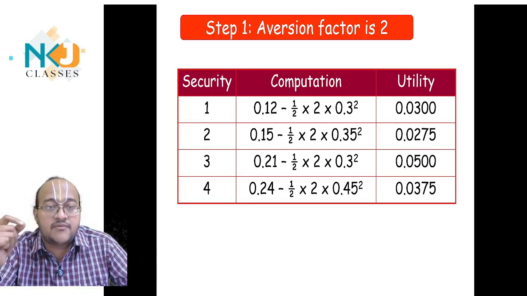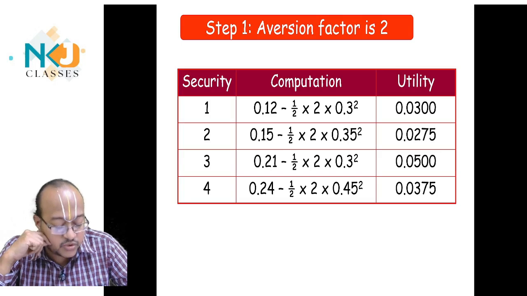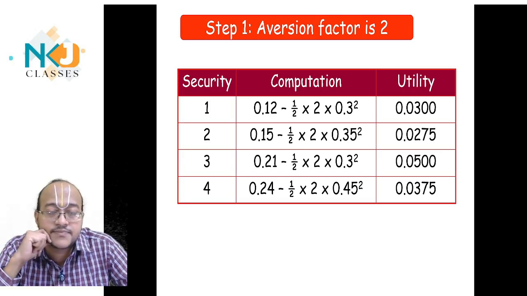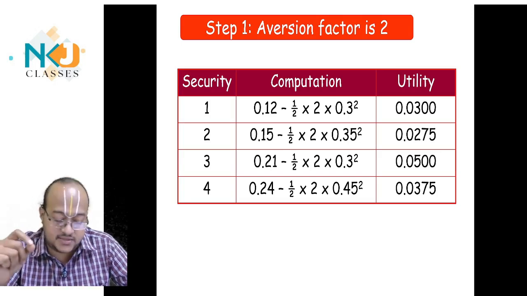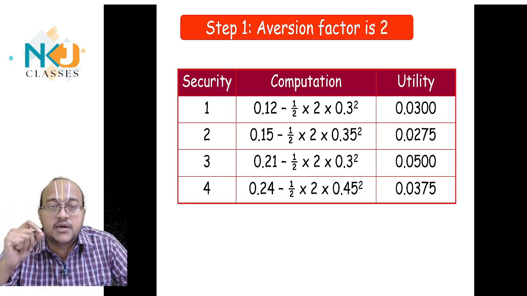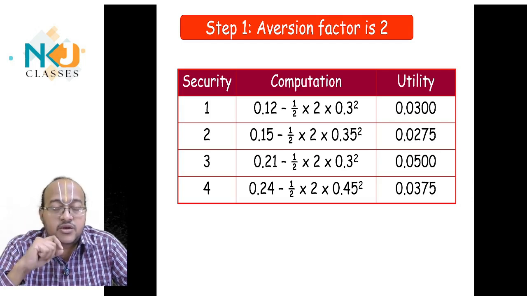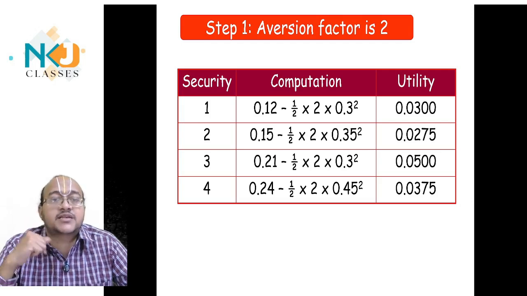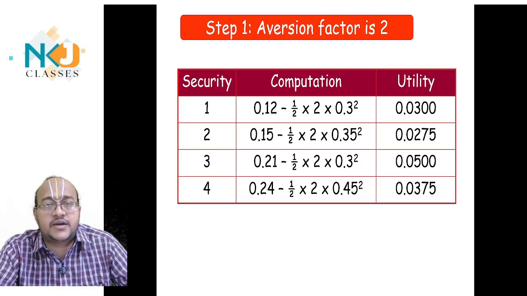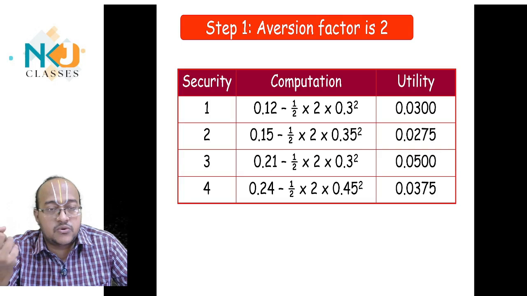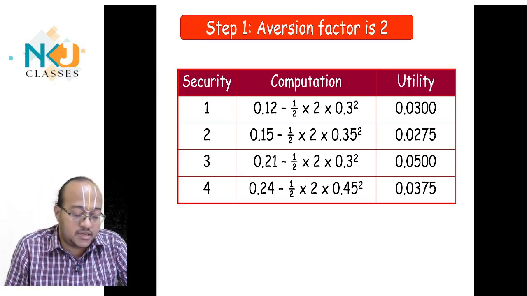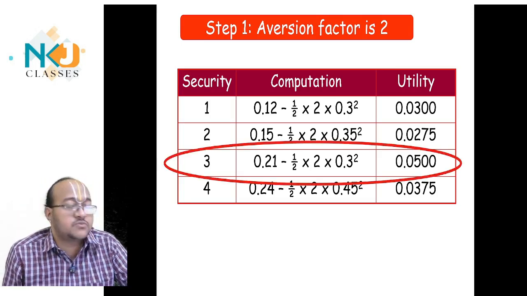A security has a utility. Should the utility be higher or lower? It should be higher. Yes, utility should be maximum. He will select a security which is giving a maximum utility. Utility is nothing but satisfaction, happiness. So security 3 will give the maximum satisfaction.